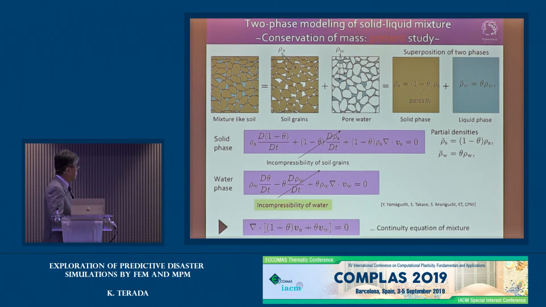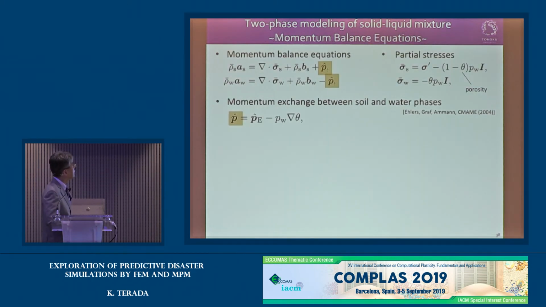As a result, we could have the continuity equation for the mixture like this. This is the momentum balance equation for the solid-fluid mixture. Here we have the mutual interaction term. This can be represented by momentum exchange between the soil and water phases like this. Here we have the effect of buoyancy of the miscible mixture, and also here the interaction forces are caused by the viscosity.